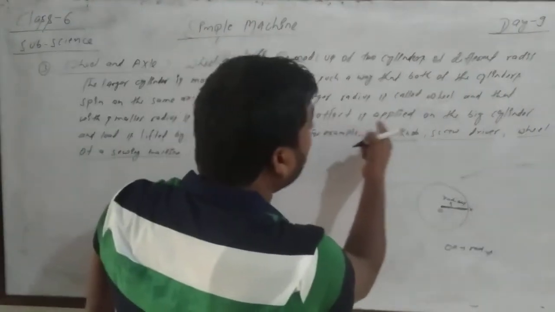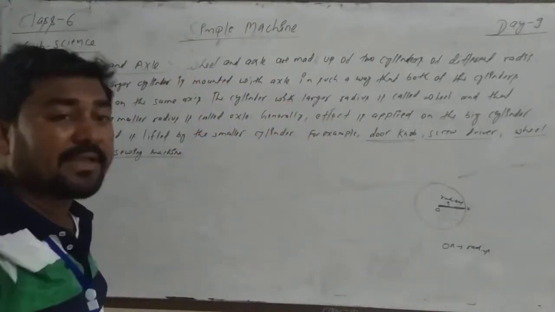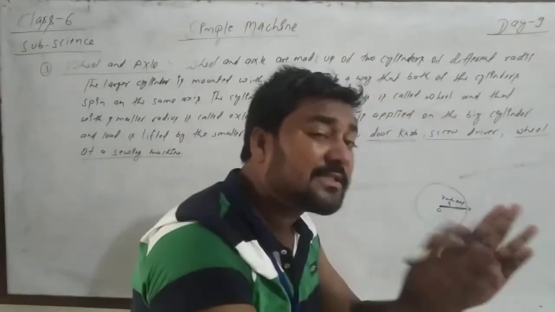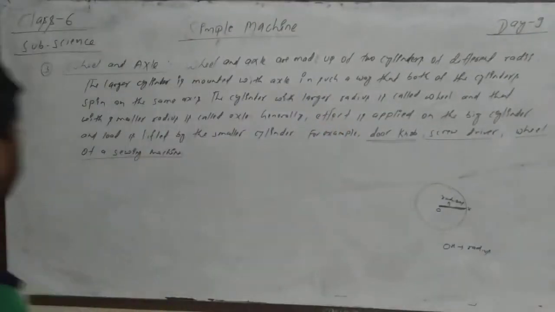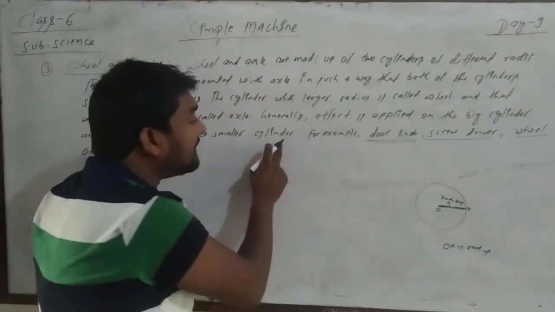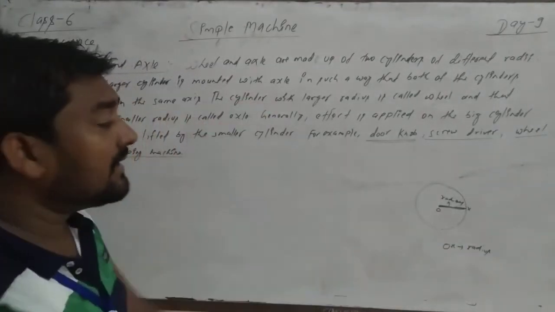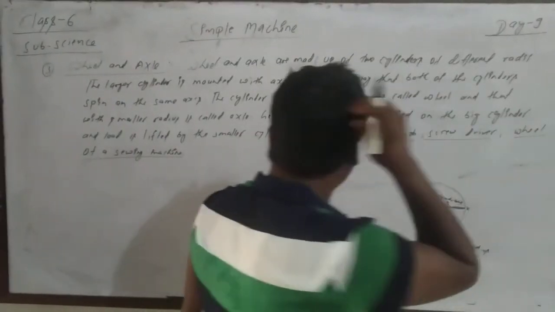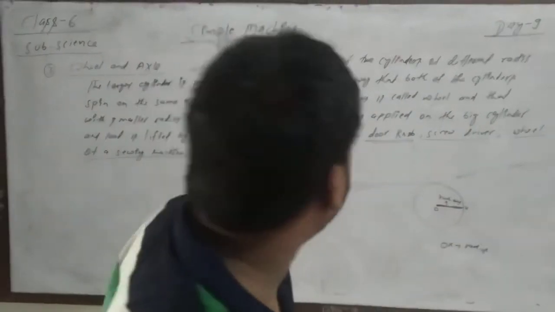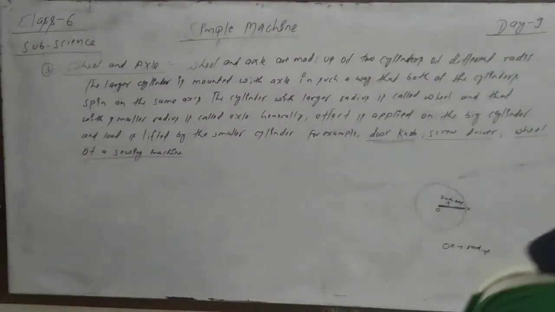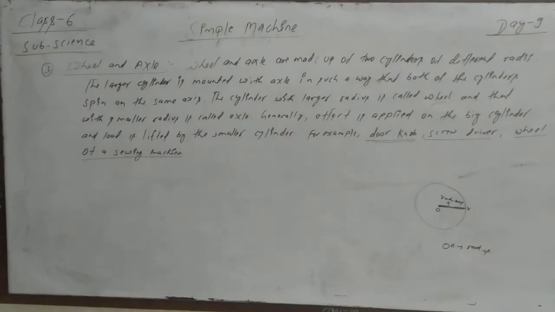Generally, effort is applied on the bigger cylinder. Effort is always applied on the bigger cylinder, and load is lifted by the smaller cylinder. Just like, for example, door knob, screwdriver, wheel of a swing and machine. You can see the figure also.